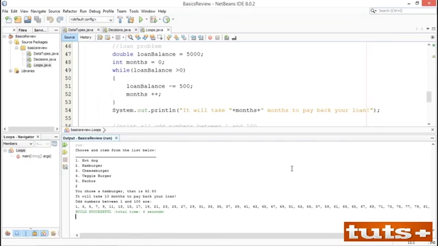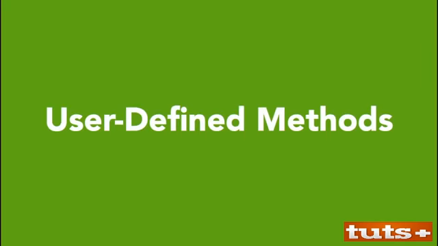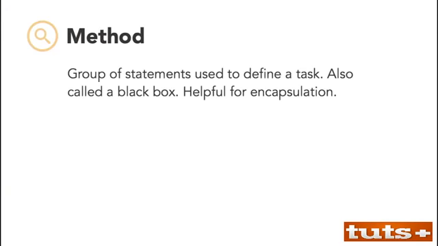While loop continues until some condition is found to be false. And finally, the for loop is really useful when you know how many times you want to execute the loop. Let's review the process of creating our own user-defined methods. A method is a group of statements used to accomplish a specific task. It is sometimes referred to as a black box, and it helps to reinforce encapsulation.